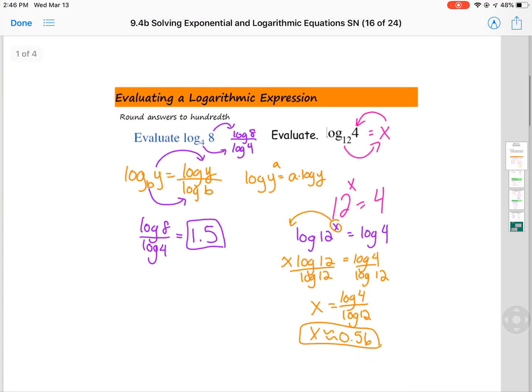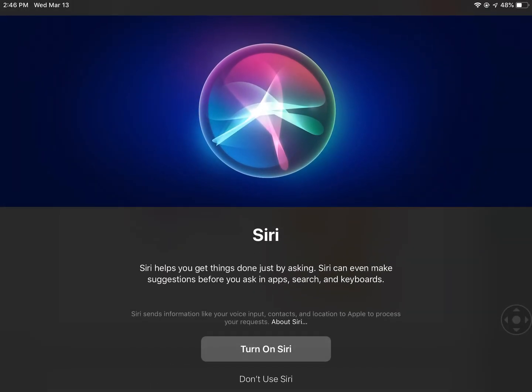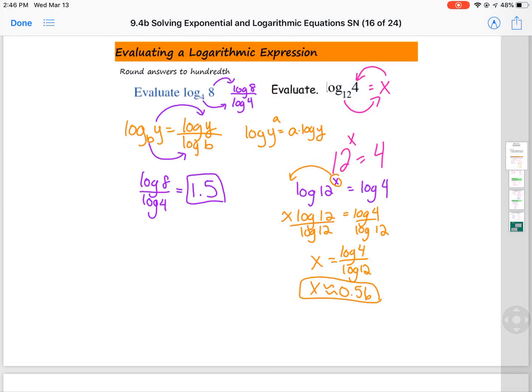Now I had it open here, got about 1.5. So 1.5 for that one.